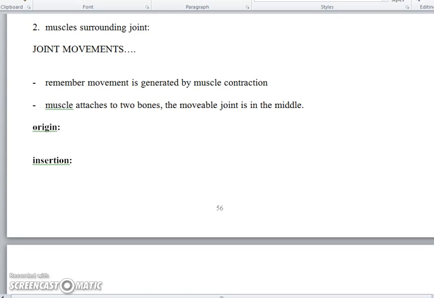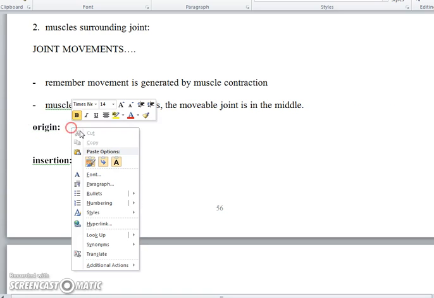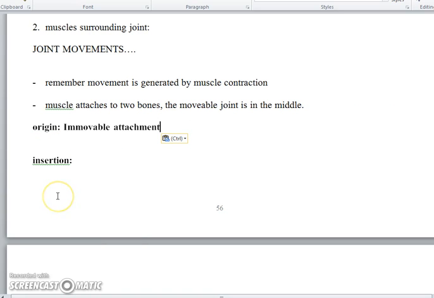So the origin, cut and paste, is the immovable attachment point of a muscle. We'll do an example on the next page. The origin is the immovable attachment point of the muscle, or the less movable. You can just say immovable if you want. So it's not going to move when the muscle contracts. It's going to be like the anchor for the movement. The insertion is the bone that is going to move. So there's your movable attachment.